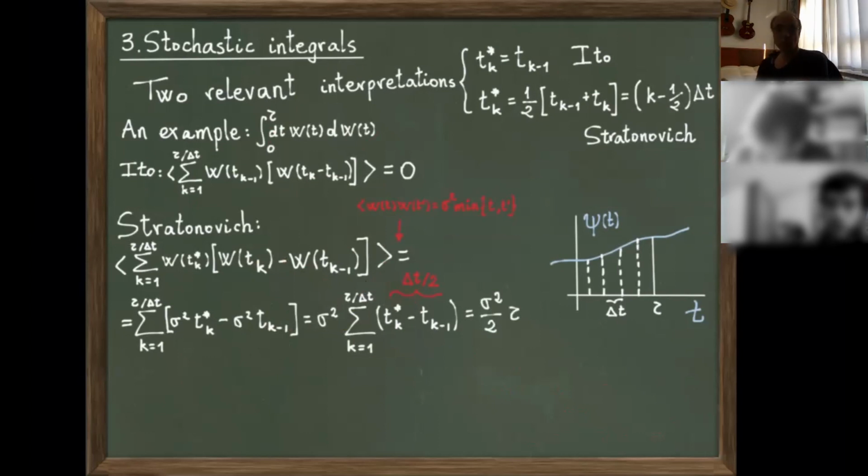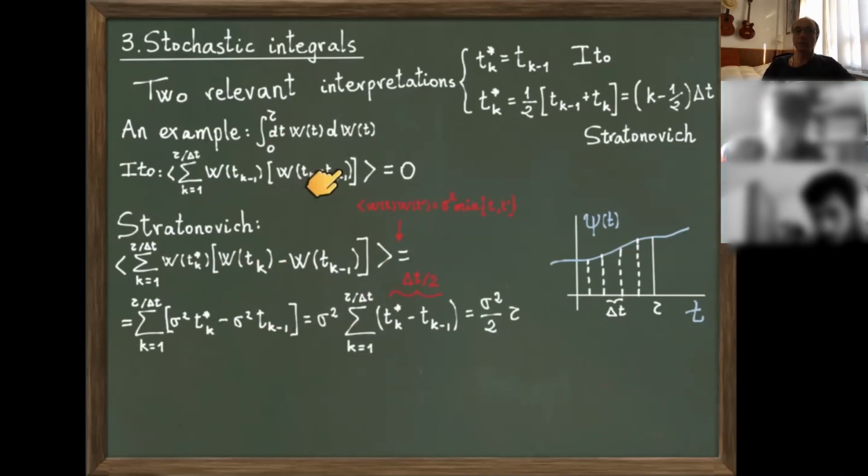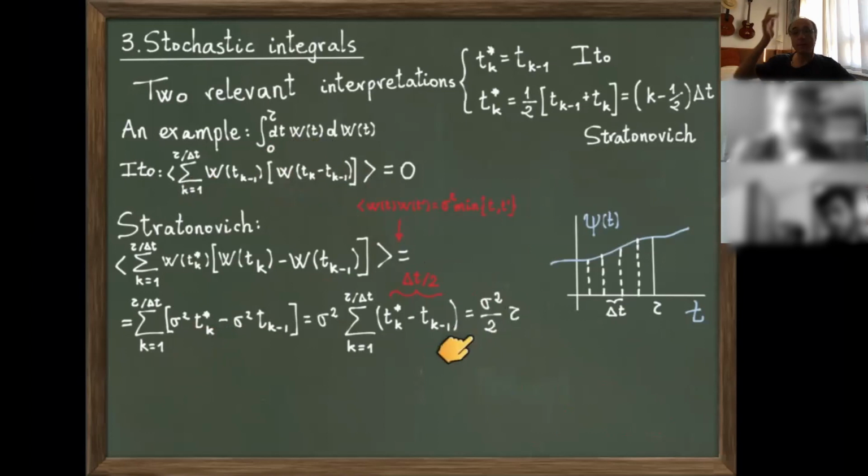Okay. So you see, if the integral was a normal integral, the result should be the same. The Riemann sums are independent of the choice. Here, just by this small amount, if I choose the first point, I get 0, and if I choose the middle point, I get sigma squared divided by 2 tau, which can be very big. If tau is big, it can be very big.